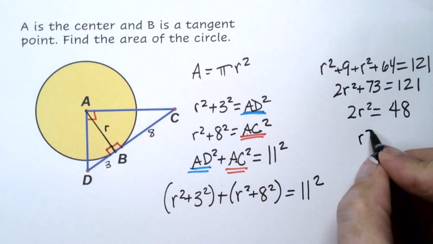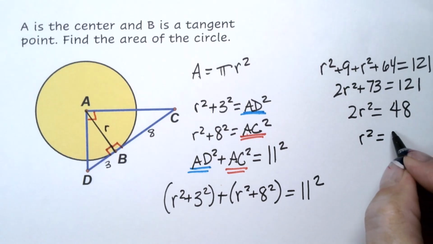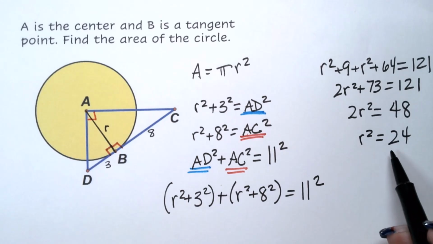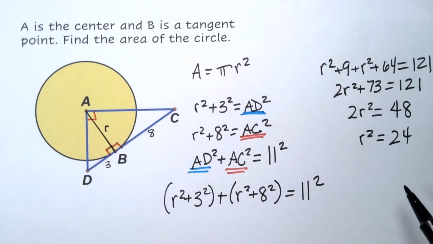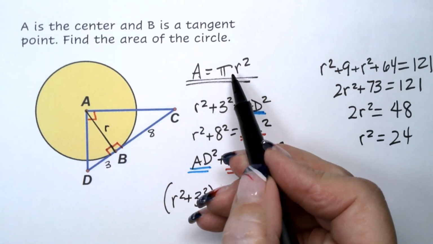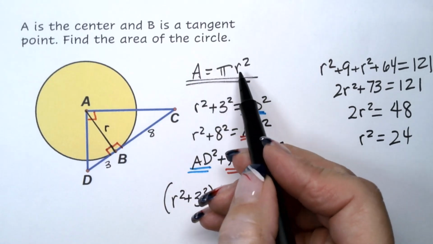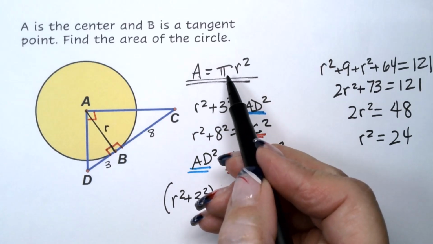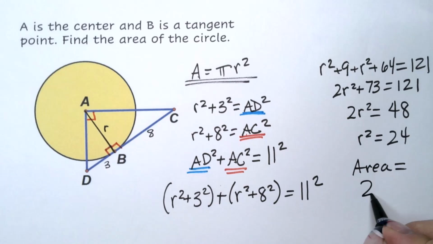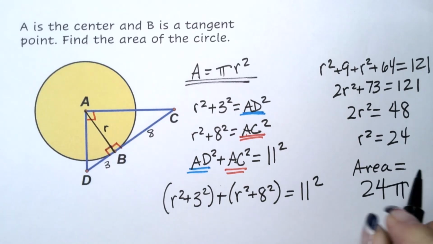R squared equals 24. Now, all algebra students would go, I have to keep going for R. No, you don't need to keep going for R, because remember area? We just needed R squared. And so we got R squared equal to 24, and that's going to be times pi. So our area of the circle is 24 pi.